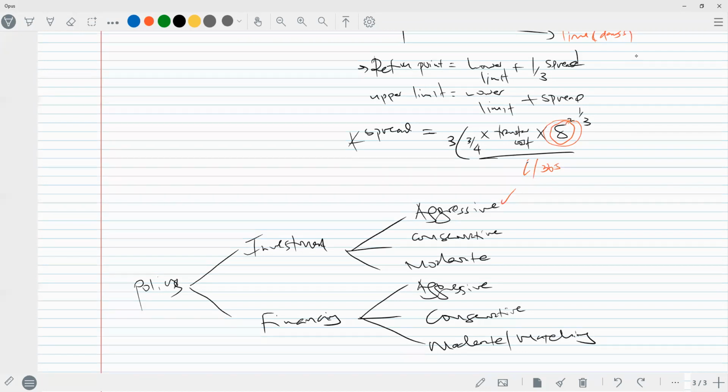The margin policy is going to be a mix of the two, where the company finances the permanent current assets using the long-term finance sources, and the seasonal current assets they finance using the short-term finance sources. So it's a mix of the two. That's the margin policy, the moderate policy.